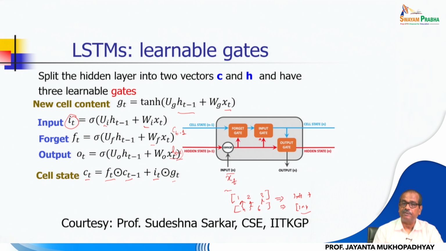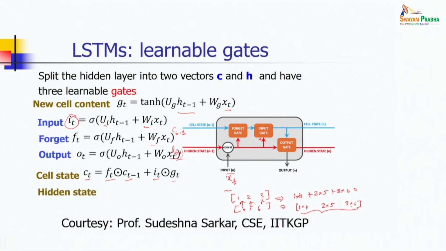So this is how it modifies the information content. And the hidden state also gets modified by the corresponding CT. So this is how the hidden state finally is basically the pointwise multiplication of the output vector, which in this context is OT, and this is CT. So this is HT, this is CT. This is how this relationship goes.